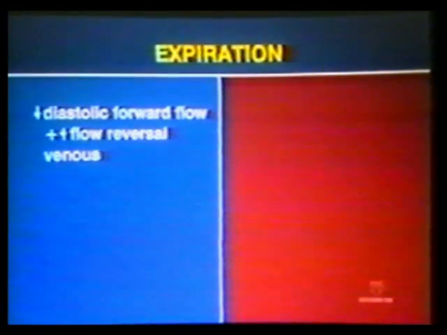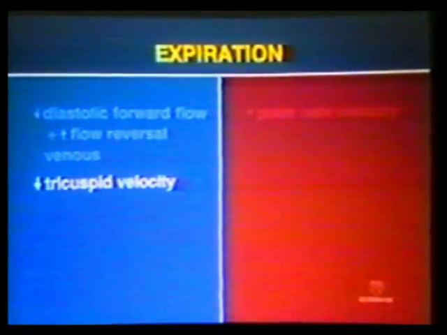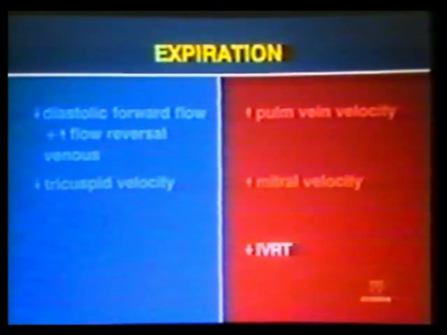With expiration, we observe the opposite set of findings. The hepatic vein shows decreased forward flow with an increase in flow reversals, while the pulmonary vein velocity increases. The tricuspid velocity decreases with the first beat of expiration, while the mitral velocity increases. Finally, in patients with tamponade, the LV isovolumic relaxation time decreases with expiration.